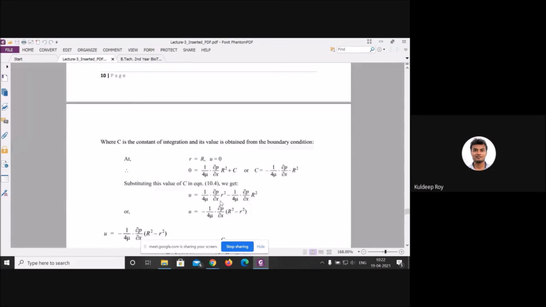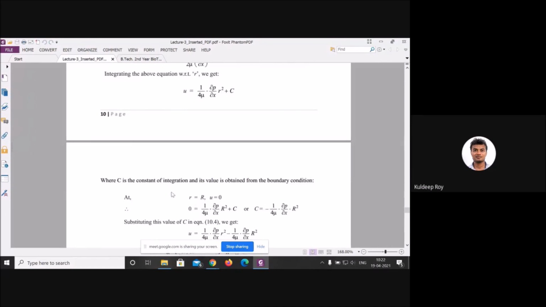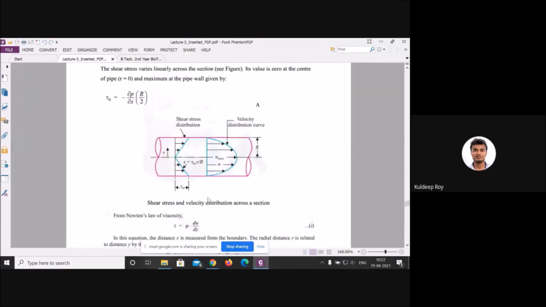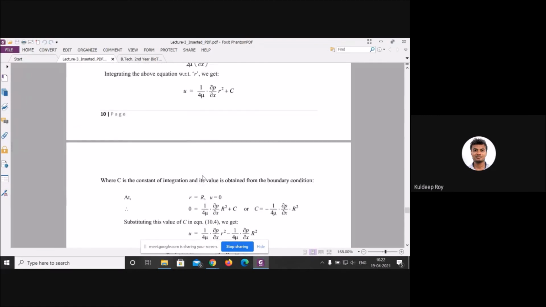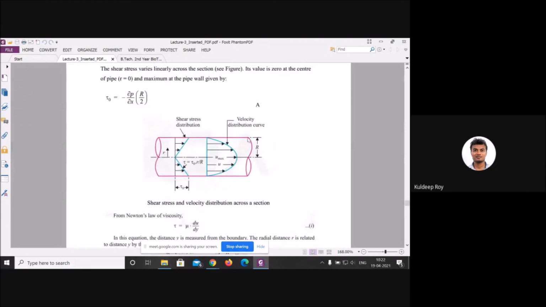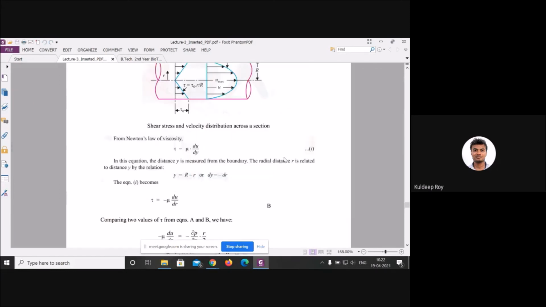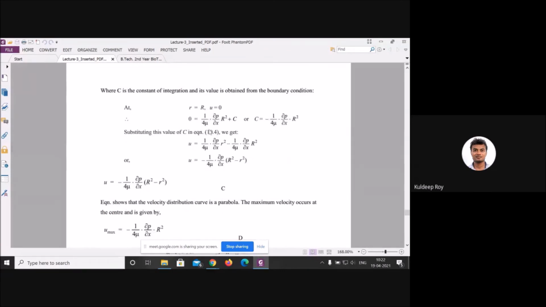After the integration, you have to apply the boundary condition. At r equal to R, velocity will be zero, correct? He has written the same thing: r equal to R, velocity is 0. That is the no slip condition. At this particular point, velocity is 0. Then you have to put this value and determine the value of the constant C. Just rearrange, you will get this value.